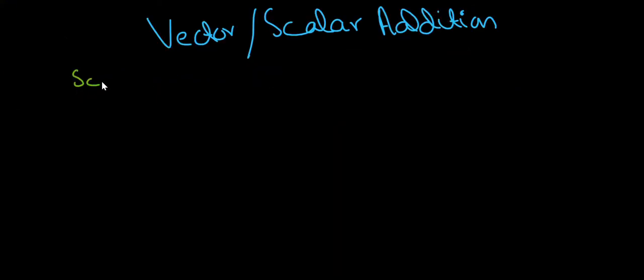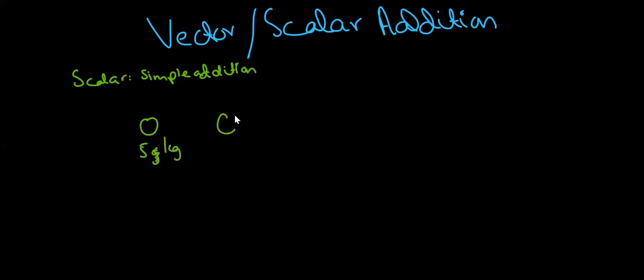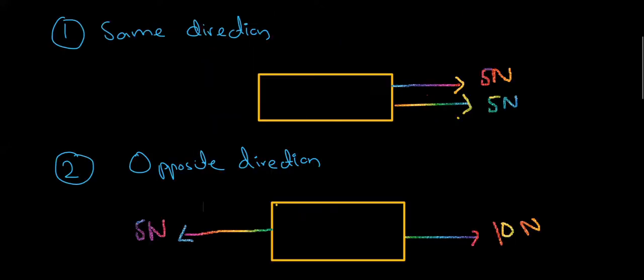Let's start with scalar addition, which is fairly simple because it's literally just simple addition. That's because direction is not involved. Let's say you have a stone of 5 kg, and another stone of 5 kg, and you want to know how much mass you would have if you put these stones together. You simply add 5 plus 5, which is 10 kg.